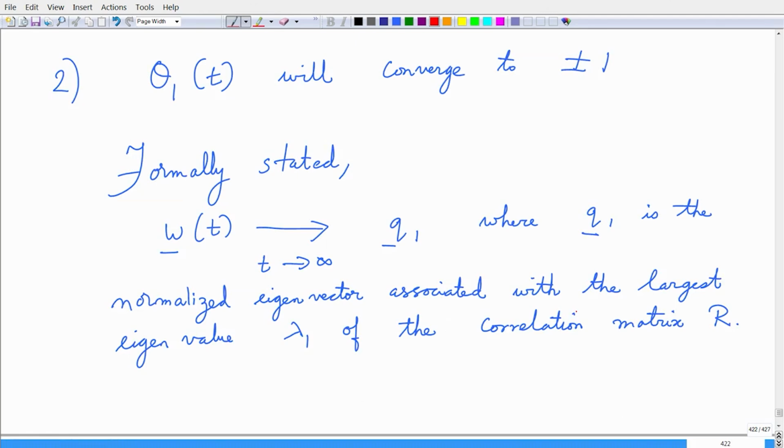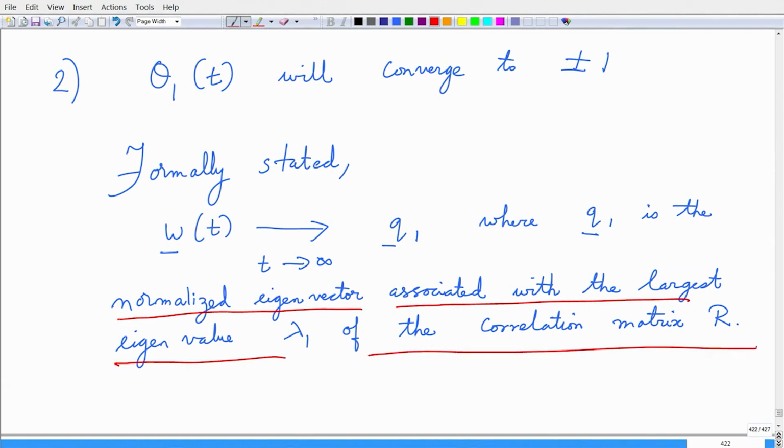and then theta 1 of t will converge to plus minus 1, and as a consequence what it really means is this weight vector w of t, this is very important, the weight vector asymptotically converges to q1, where q1 is the normalized eigenvector associated with the largest eigenvalue lambda 1 of the correlation matrix R.